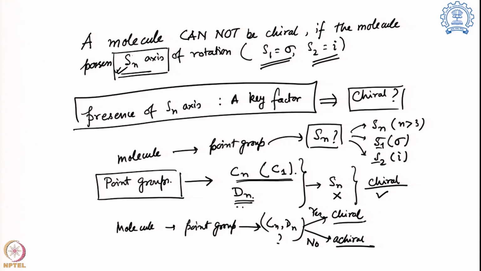So, with that we would like to close this particular segment of CD spectroscopy and Mossbauer spectroscopy for chemists, where we defined the connection between chirality and point group. We figured out that a molecule cannot be chiral if it possesses an Sn axis, and further, if a molecule does not belong to a Cn or Dn point group, it will be achiral. If a molecule is among the Cn or Dn point groups, then the molecule will be chiral.